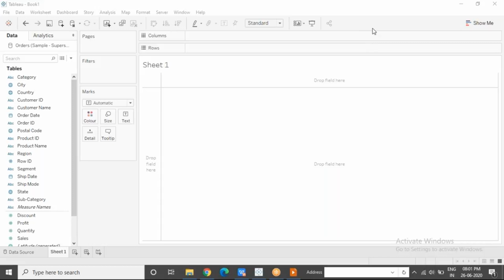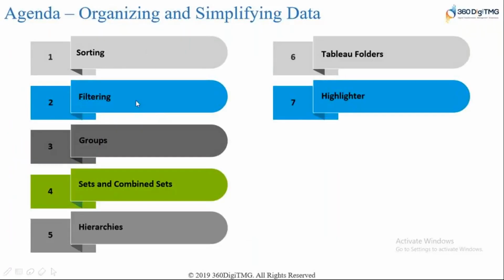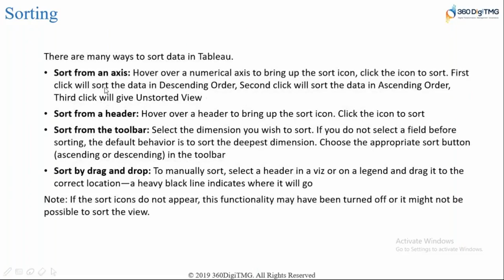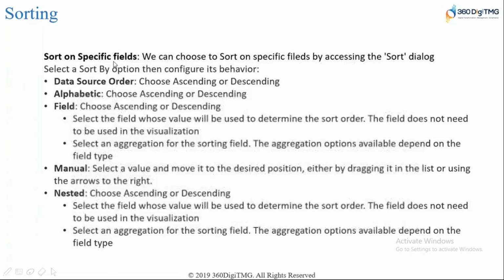All right. So yesterday we had discussed the concepts of sorting and filtering from this module 4, which is about organizing and simplifying the data. So under sorting, we know that we can sort the data from the axis, from the header, from the toolbar, using the drag and drop feature, which is manual sort, or by accessing the sort dialog box from the field whose members we would like to sort and arrange in a particular sequence.